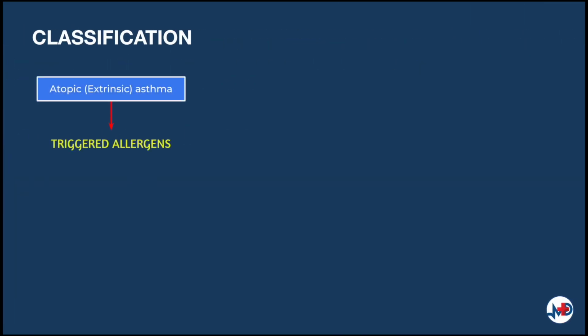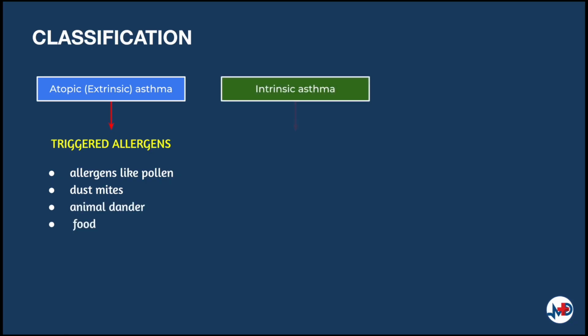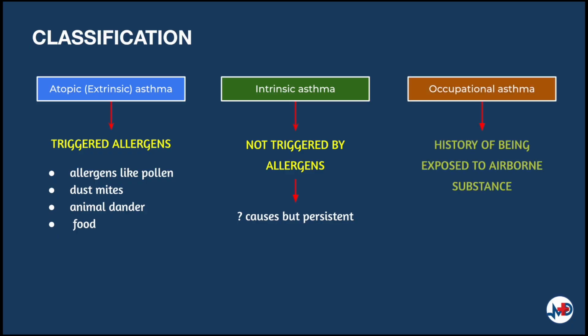Asthma can be classified into atopic, which is extrinsic asthma, and this is the type of asthma that is triggered by allergens like pollen, dust mites, animal dander, or food. Intrinsic asthma is the type of asthma that is not triggered by allergens. The causes are not well understood, but this is the most severe and persistent asthma that has a later onset in life. Occupational asthma is an adult-onset asthma where patients usually come in with a history of recently being exposed to a certain airborne substance.